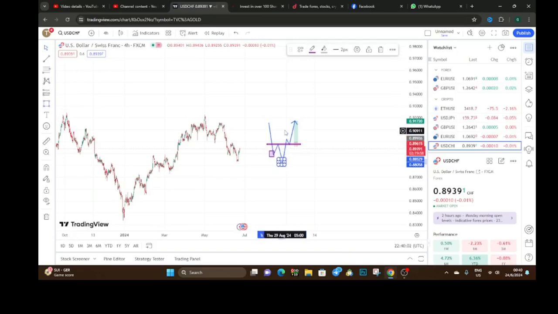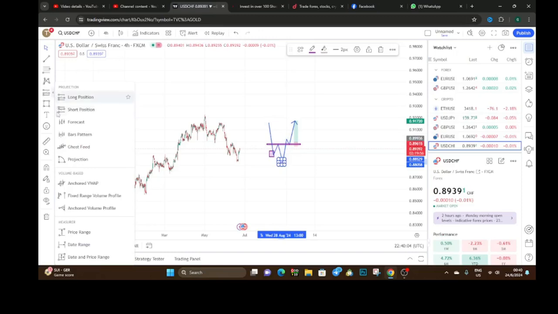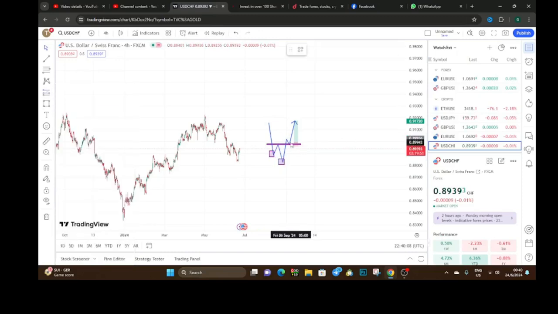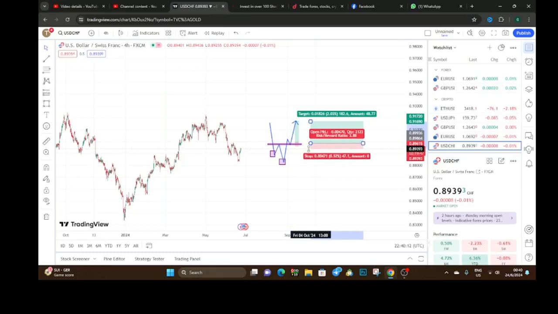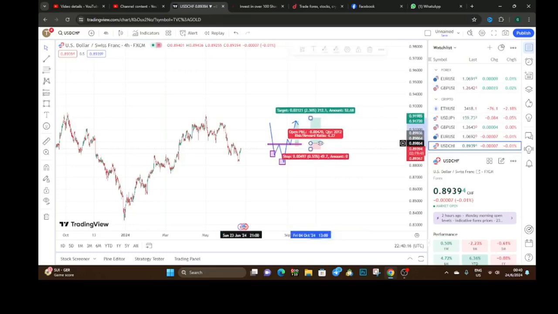You wait for the breach. There are 2 entries. I'll emphasize again, there are 2 entries, because sometimes the market doesn't come for the pullback, right? As soon as the market breaches this zone with a bullish impulsive move, you buy, and then you put your stop loss just below this key zone.